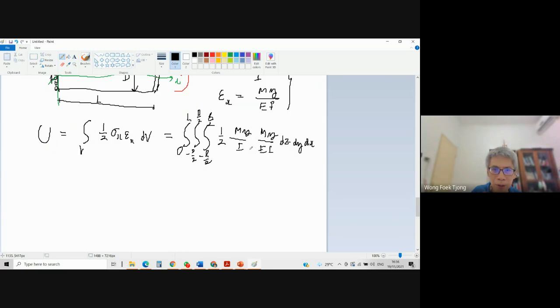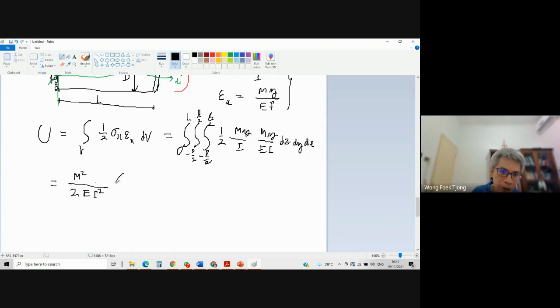So I can take it out from the integrals, M square y square over E I square, like that. Oh, no. Y square cannot be taken out because it is not constant, right? That's a variable. Sorry, this is wrong. I cannot take it out because y, of course, is a variable, right?